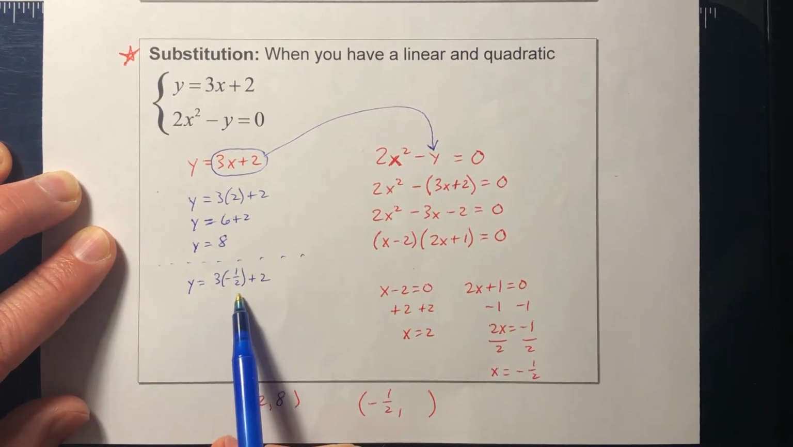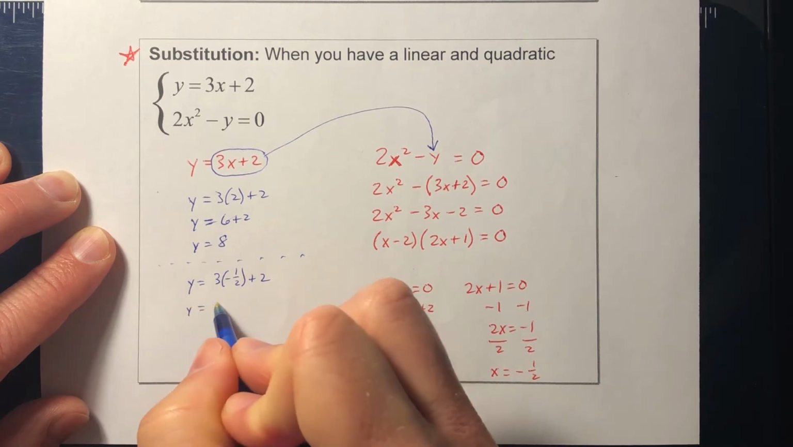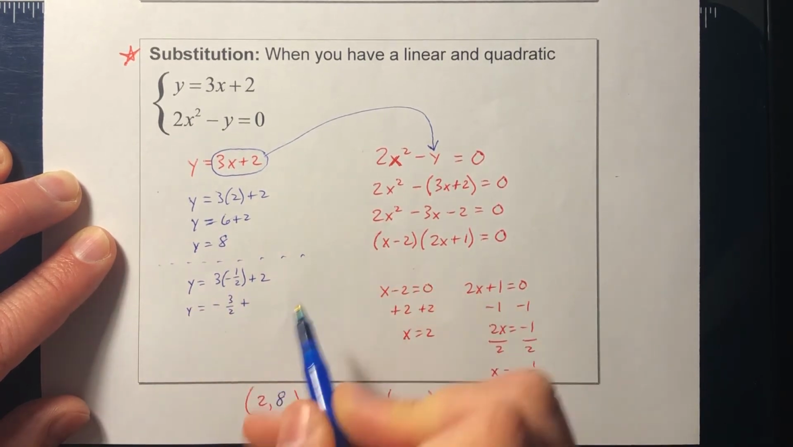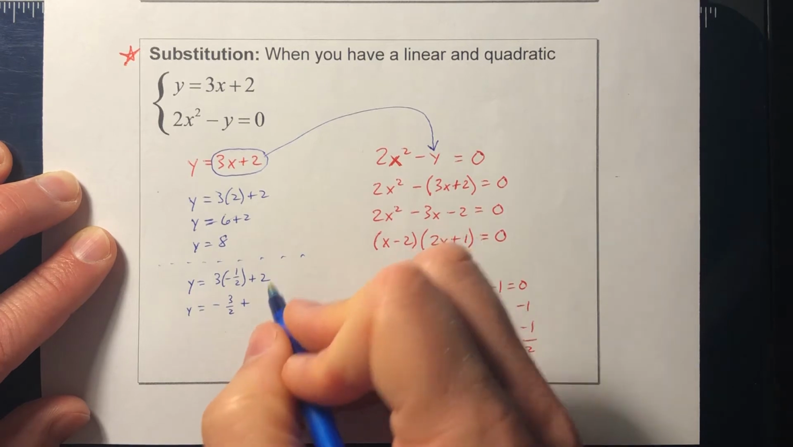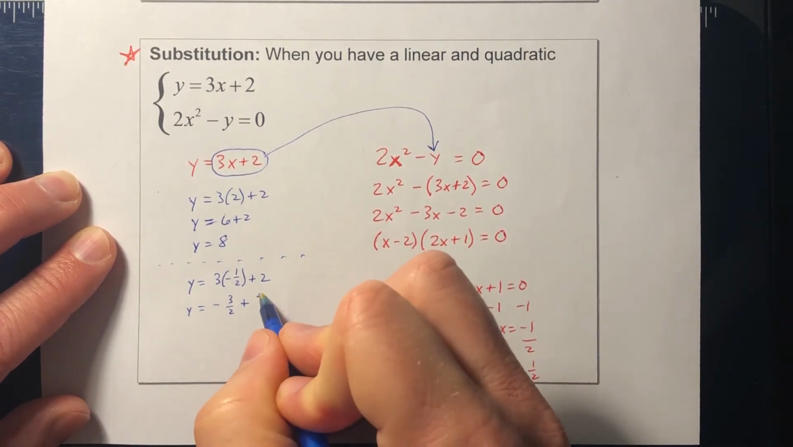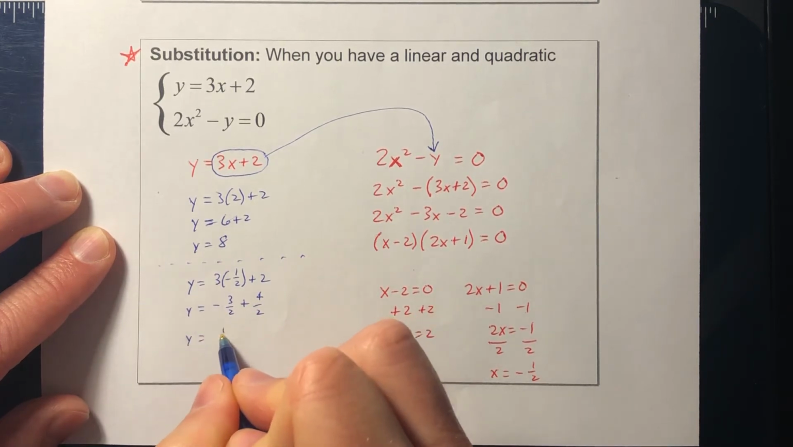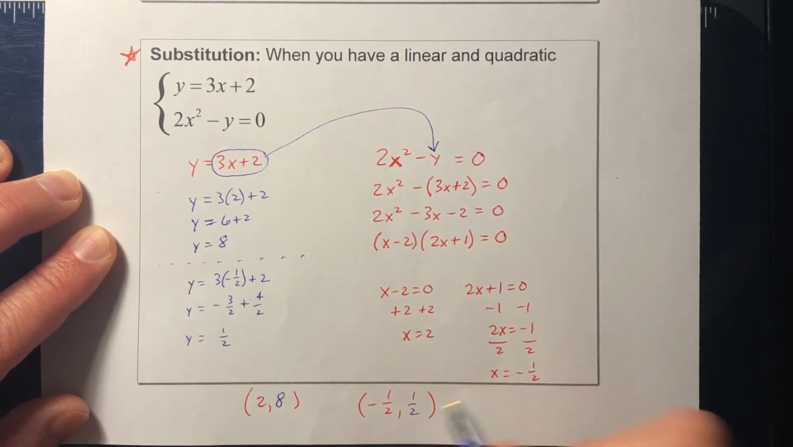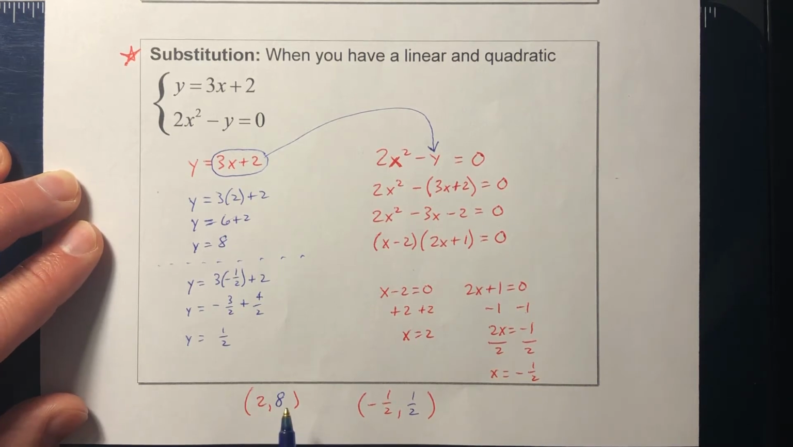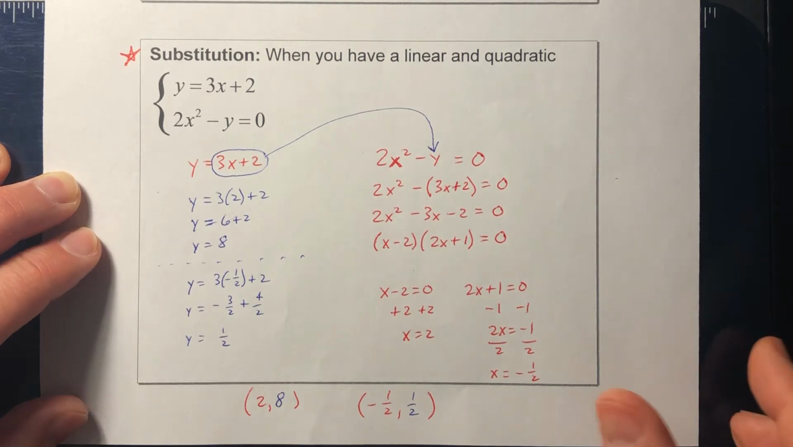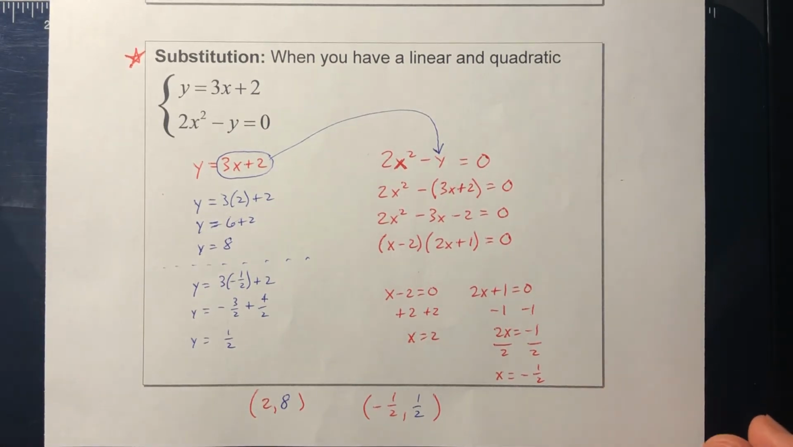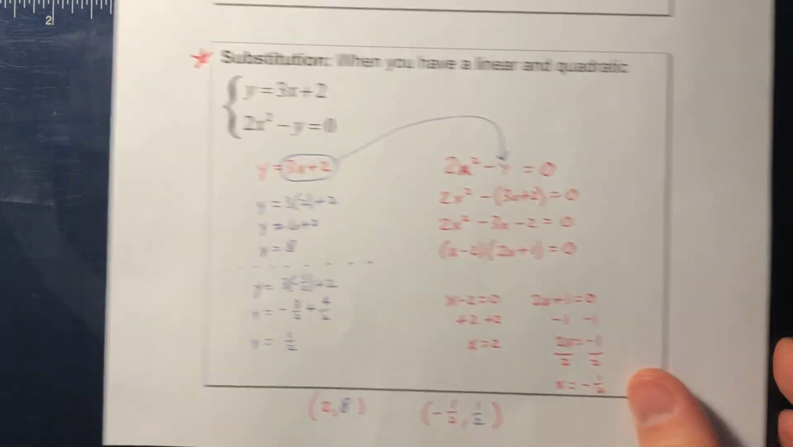So take 3 times -1/2. That will give you -3/2. Now because of that, I'm going to change the 2 to 4/2 to get that common denominator, and that's how you get 1/2. So for your two solutions here, your x is 2, the y is 8, and then your x is -1/2, your y is 1/2. Okay, so that is how we do the substitution method.